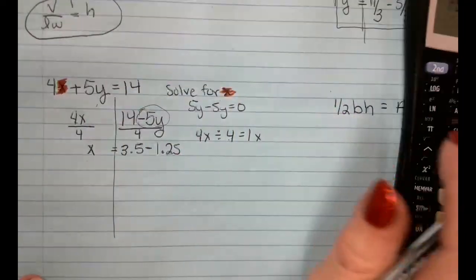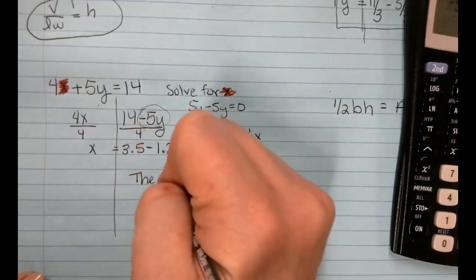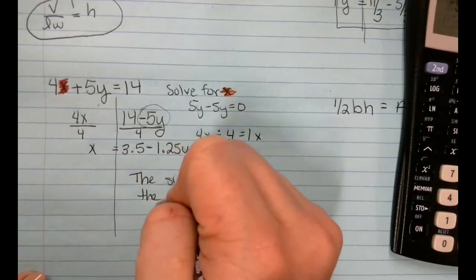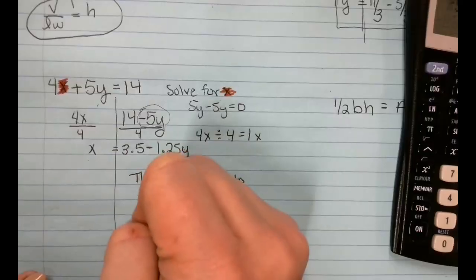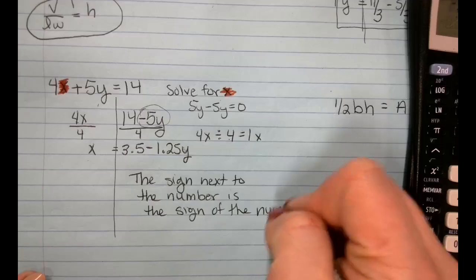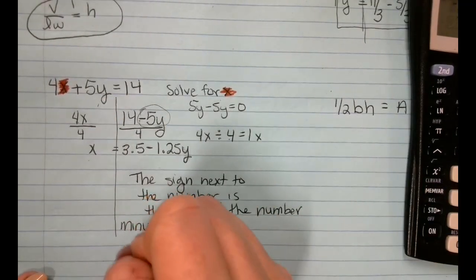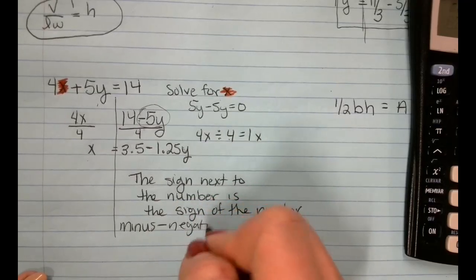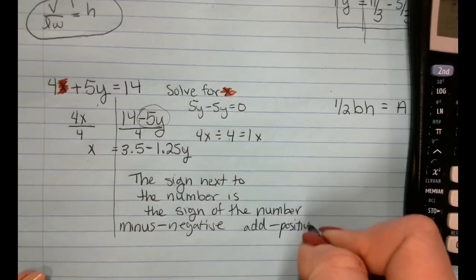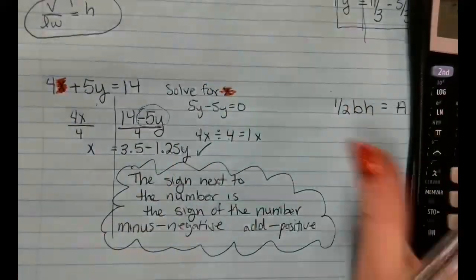That negative matters. The sign next to the number is the sign of the number. I'll say that again. The sign next to the number is the sign of the number. Yeah, it's a minus sign, but minus signs are negative signs. Minus means negative. And the addition sign means positive. The sign next to the number is the sign of the number. All right, great job, we did it.